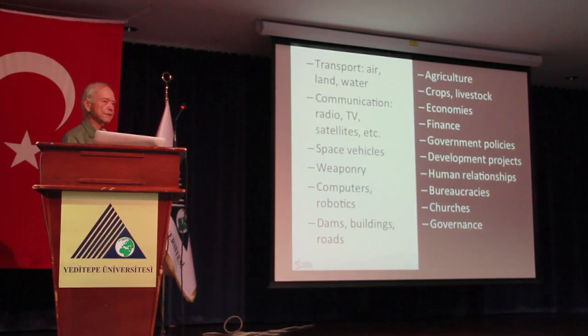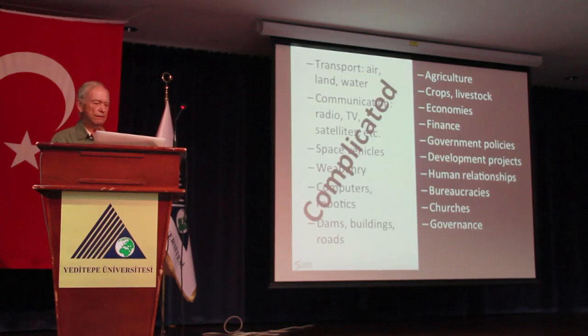Everything on the left is getting more and more successful. Everything on the right, if we're honest with ourselves, we're running into deeper and deeper trouble. So the problem lies not with what we make, but what we manage. What else is different in these lists? Everything on the left is complicated.